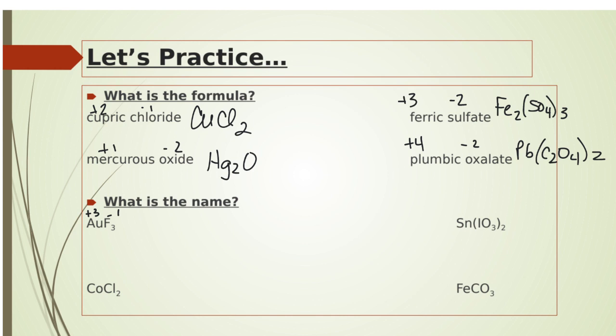So we know it hasn't been reduced. And so we're going to call it by its classical name. So gold is aurum. That's a high charge. We're going to change it to auric fluoride.